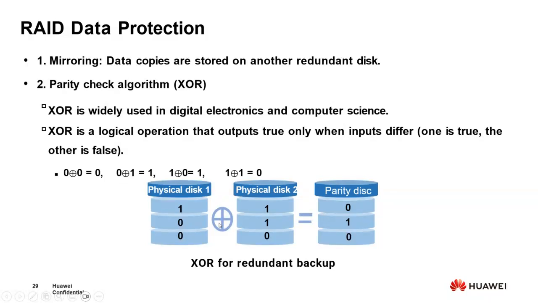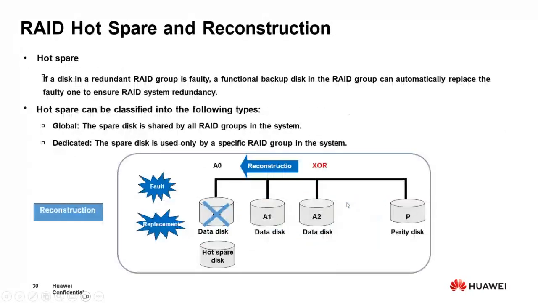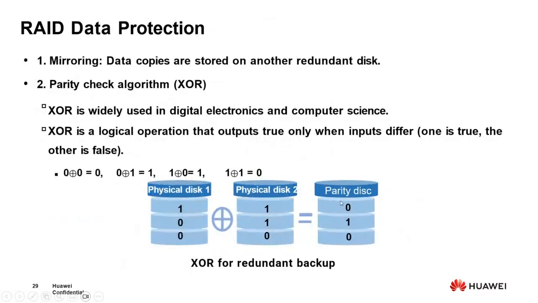Okay, so it means that in terms of parity check, if you have a file stored in disk 1, and the same file in disk 2, there is no need to keep such a file in the parity disk. Sorry. No need to keep the same file on the parity disk because you already have it in 2 different locations.